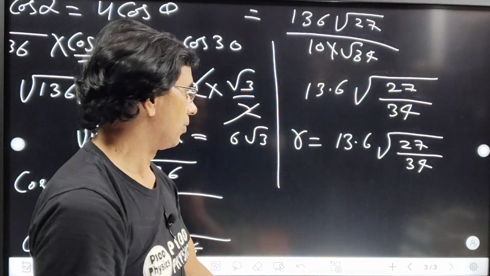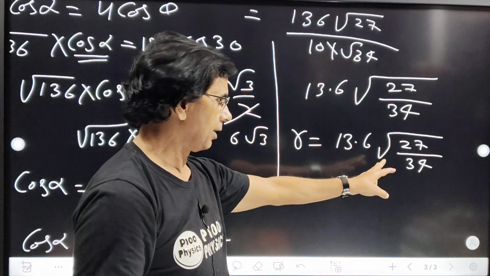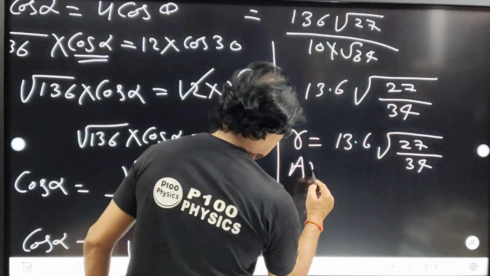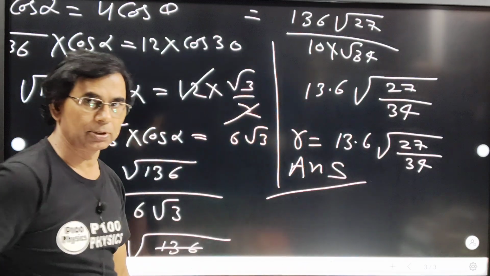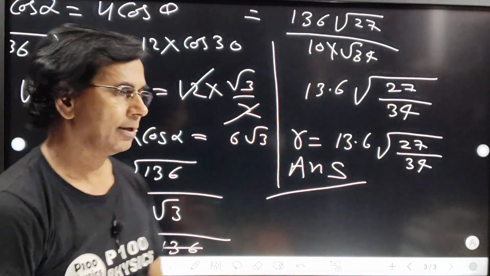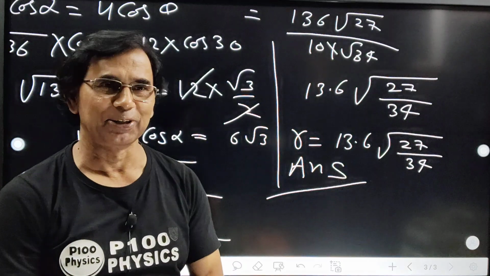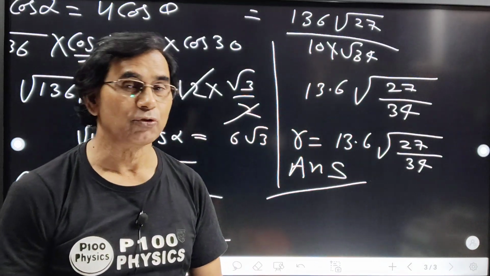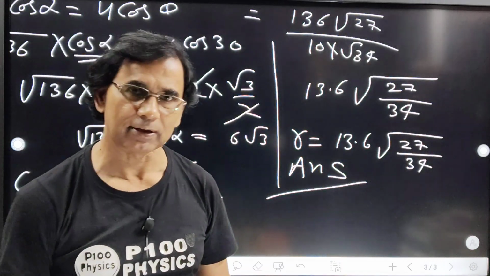Okay, fine. You can solve further, take the root, and that will be the answer to this question. So this was the process. This was not small. This is the process to find how you can calculate the radius of curvature. Okay, thank you.